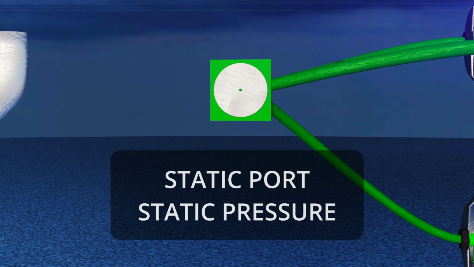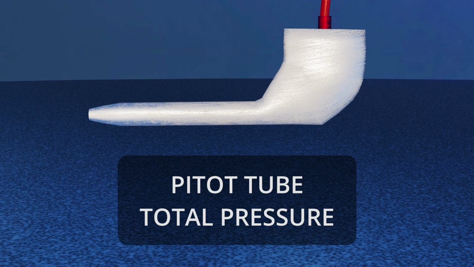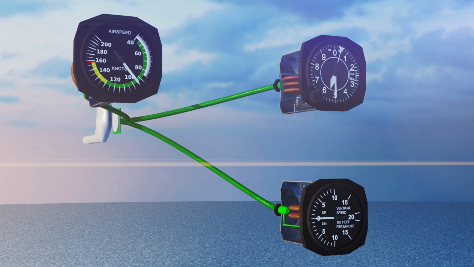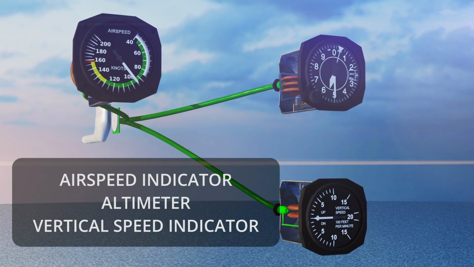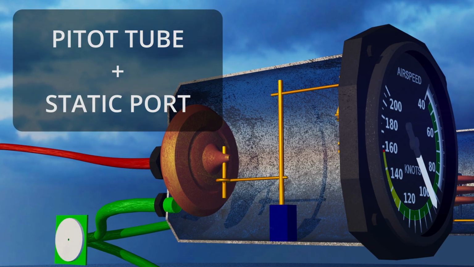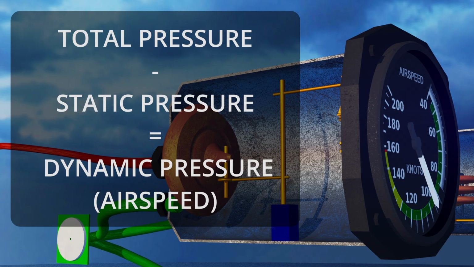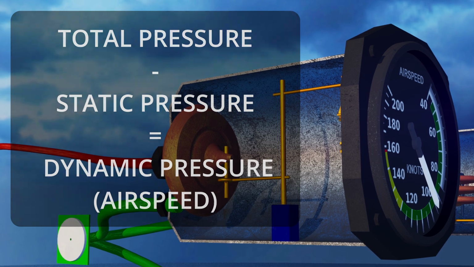The static port measures static pressure. The pitot tube measures total pressure. There are three pitot-static system instruments: the airspeed indicator, altimeter, and vertical speed indicator. The airspeed indicator is the only one connected to both the pitot tube and the static port. It measures the difference between total pressure and static pressure, which gives dynamic pressure, and we interpret that as airspeed.